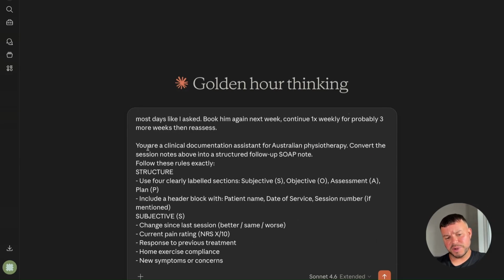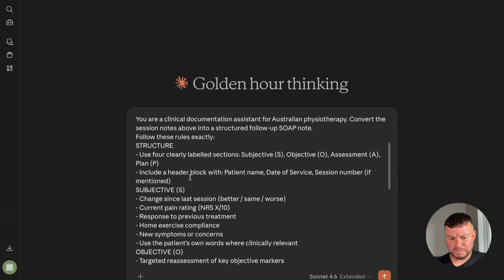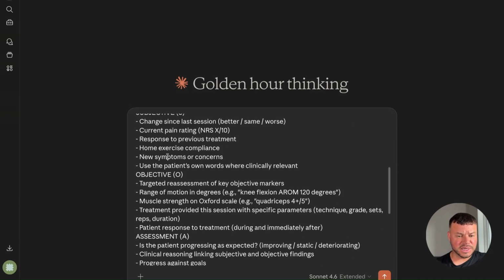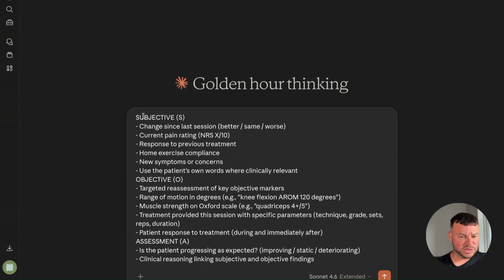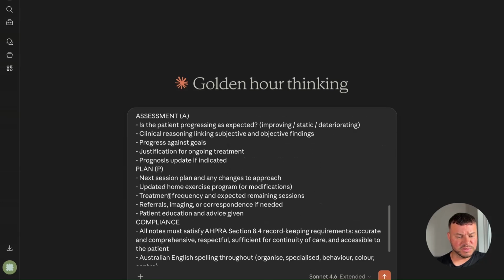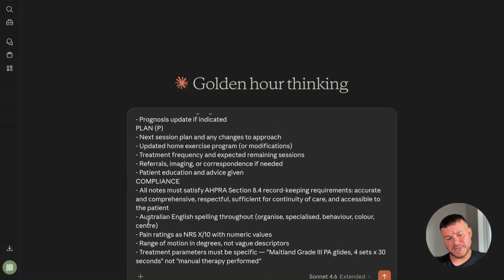As you can see here, it starts off by defining the role. You're a clinical documentation assistant for Australian physiotherapists. Convert the session notes above into a structured follow-up SOAP note. And it's going into the structure, what SOAP actually means. It starts to break down each of the different factors of it. So it has subjective, objective, assessment, plan, compliance. And it even says down the bottom here to make sure that you're using Australian English spelling throughout.